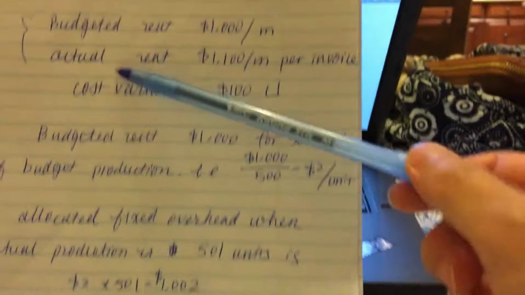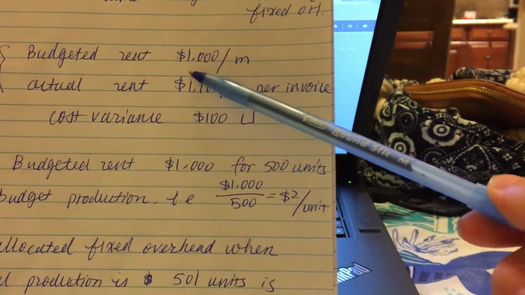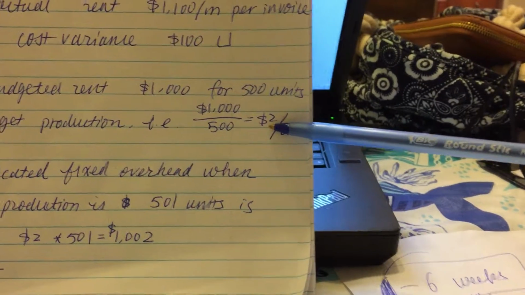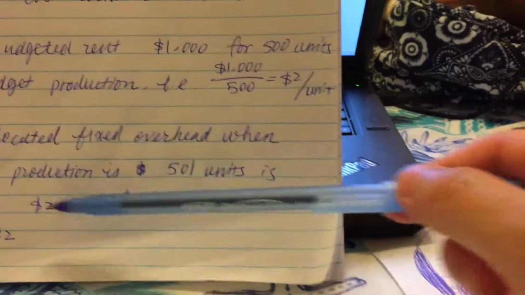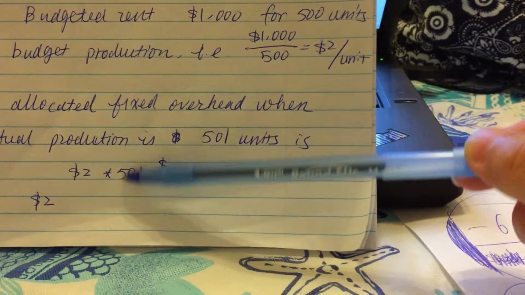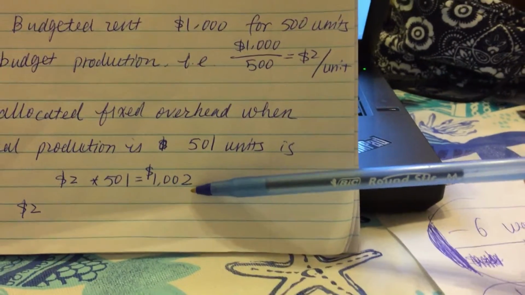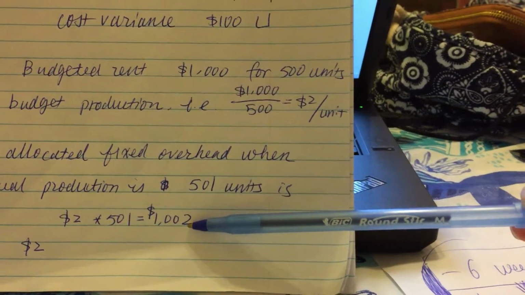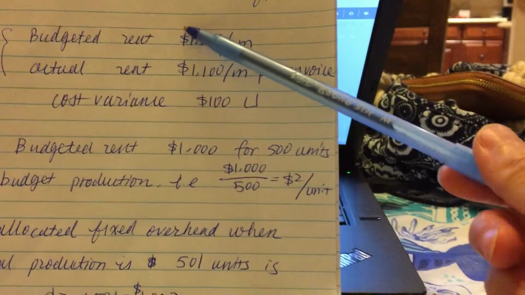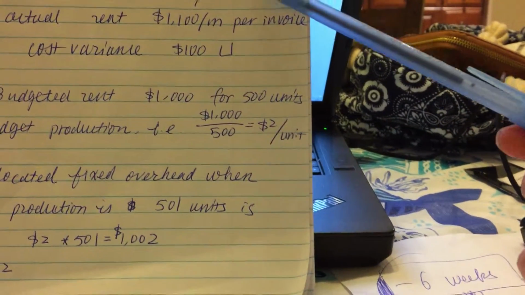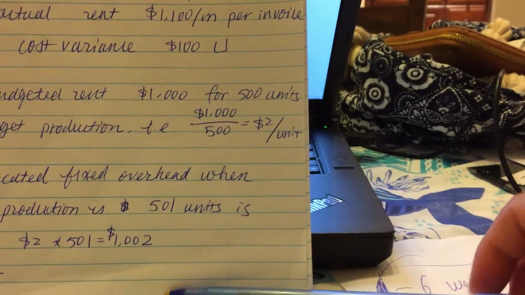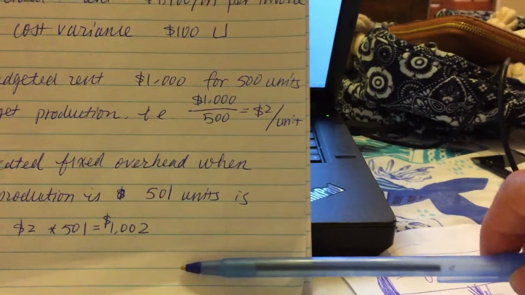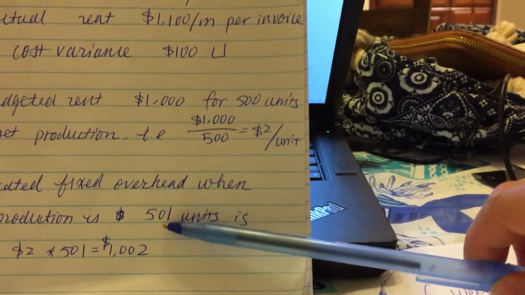So even though we have a budgeted rent of $1,000, we don't load $1,000 one time. We load $2 at a time. So by the time we finished all the production for this month, we loaded $1,002. We over-allocated $2. So the budget is $1,000, the allocated is $1,002. So we have $2 of favorable variance, which is purely driven by the fact that we made more.